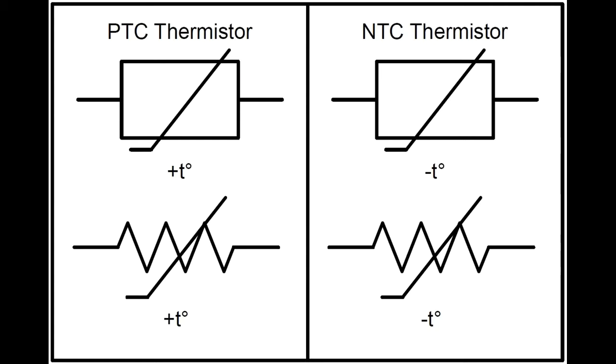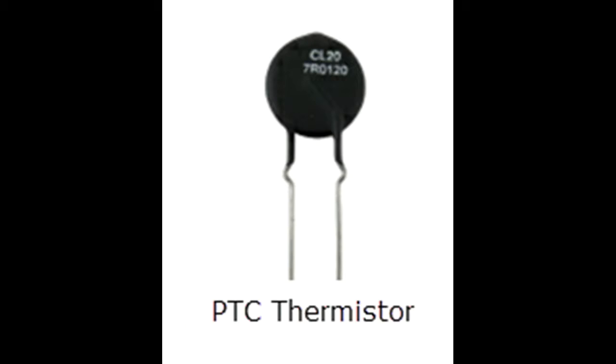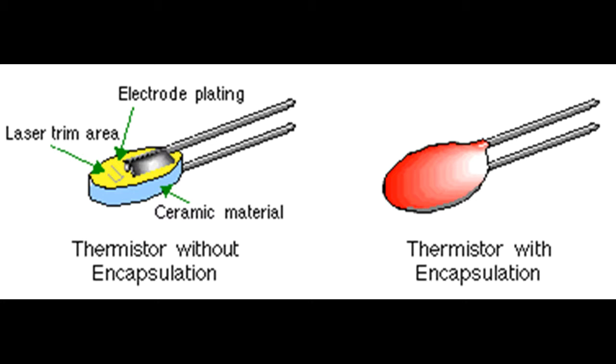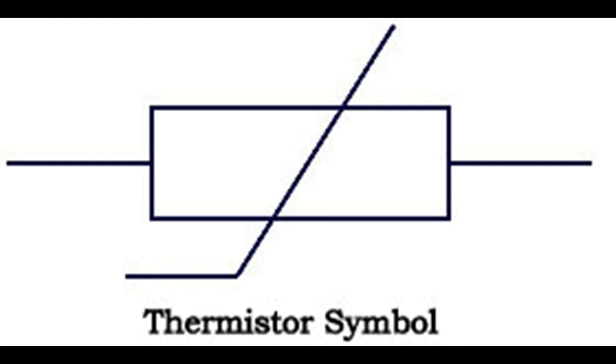A thermistor consists of two types, namely PTC and NTC. PTC is positive temperature coefficient, and NTC is negative temperature coefficient. Thermistors are a type of semiconductor, meaning they have greater resistance than conducting material, but lower resistance than insulating material.